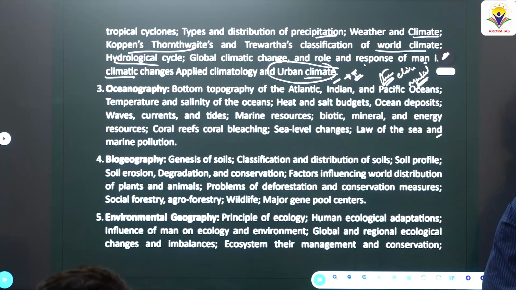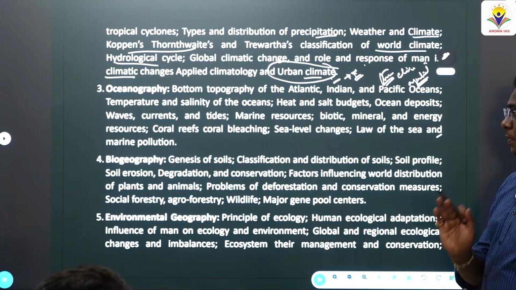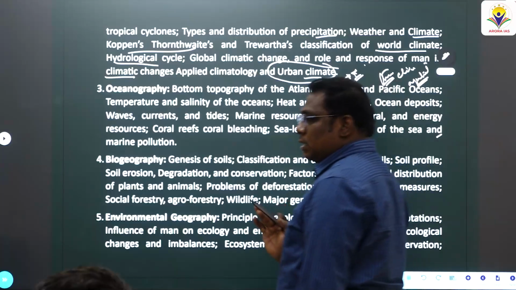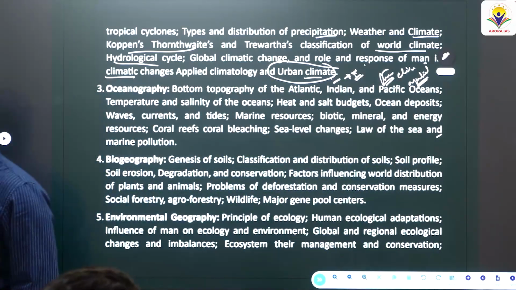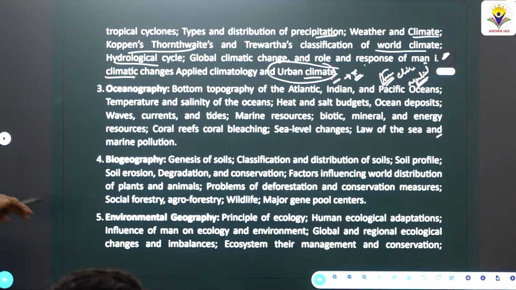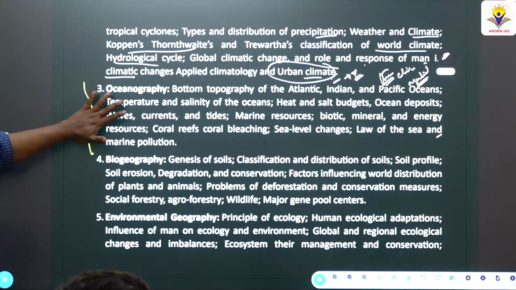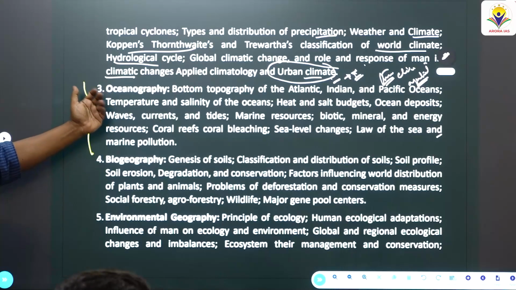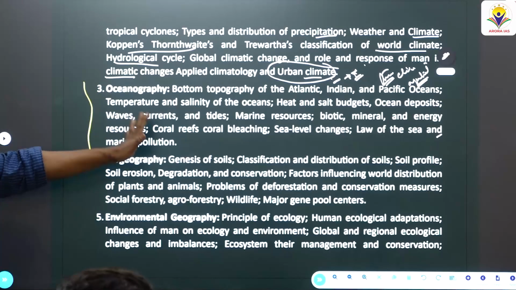Third one, oceanography, one of the most important areas, a small unit, yet a very important unit, and all the questions are predictable. In oceanography, all the questions are predictable. There is no unpredictable question. In case of climatology, maybe applied climate or some other thing might be asked. But in case of oceanography, there is no such thing as an unknown question. Every topic is known. Every topic is simple, interesting. You can answer all the questions.